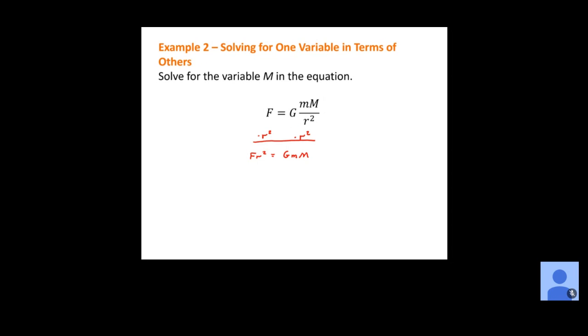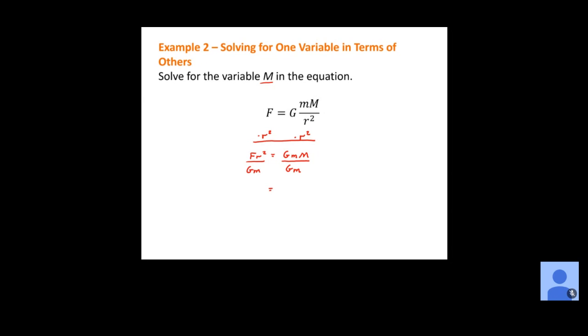Now at that point, again, I'm trying to solve for capital M. So I'm going to get rid of the G and the lowercase m at that point. All of that is being multiplied. The inverse operation of multiplication is division. So I'm just going to divide. And I can actually divide by both of those at the same time. So I'm going to divide by G and lowercase m, which means I need to go to the other side and do exactly the same thing.